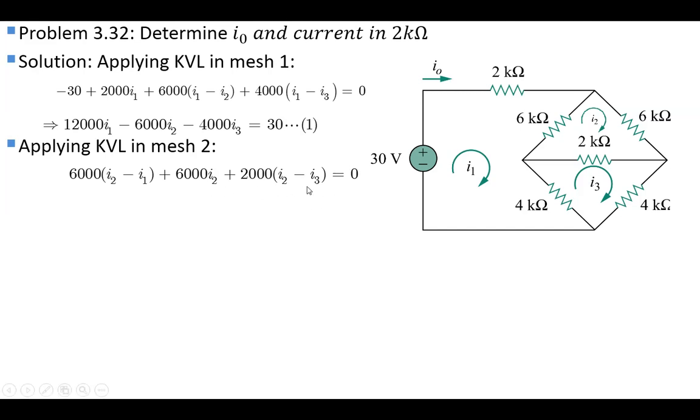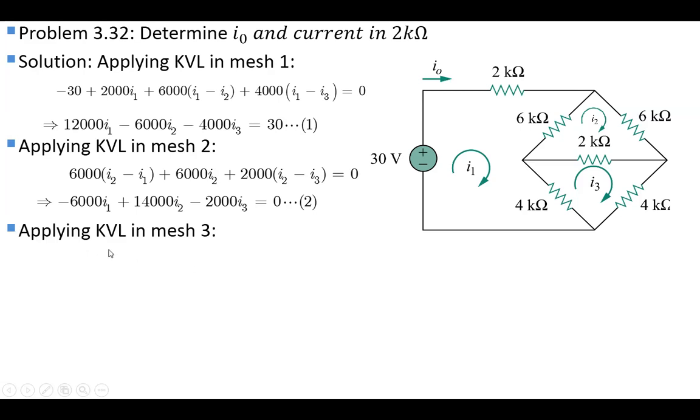You can see that we have collected 3 voltages here. Again we can collect the coefficients for I1, I2 and I3. Coefficient for I1 will be minus 6000, coefficient for I2 will be 6000 plus 6000 plus 2000, that is 14,000 I2, and coefficient for I3 will be minus 2000 I3, that should be equal to 0. This is equation number 2.